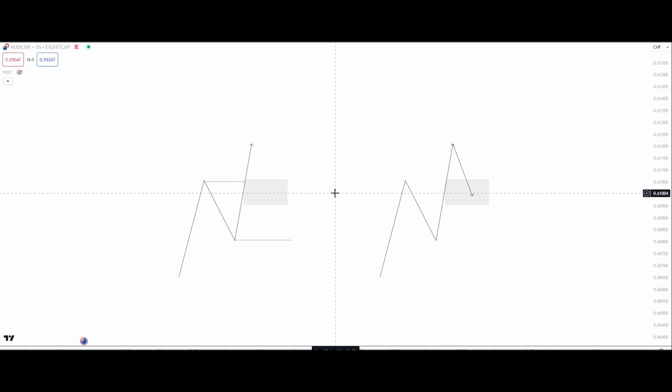So basically, what we are going to be focusing on is the cycle of external range liquidity into internal range liquidity. So when price takes out external range liquidity on any time frame, now keep this in mind, this is applicable on any time frame. It works on the M1, it works on the M15, it works on the weekly, it works on the monthly.